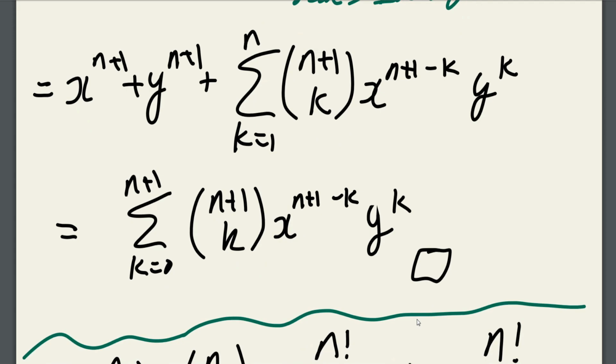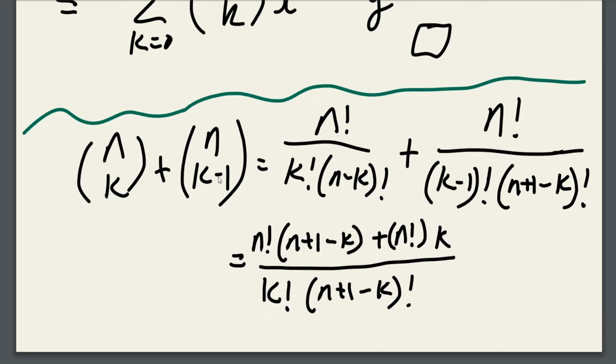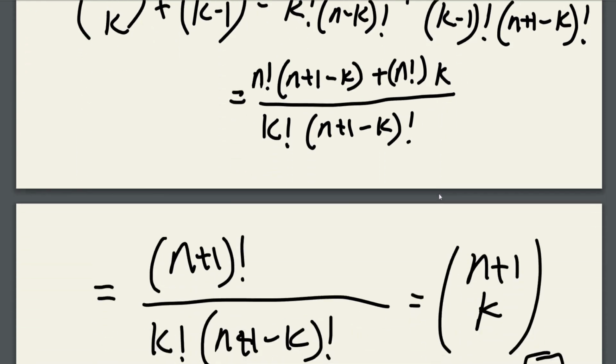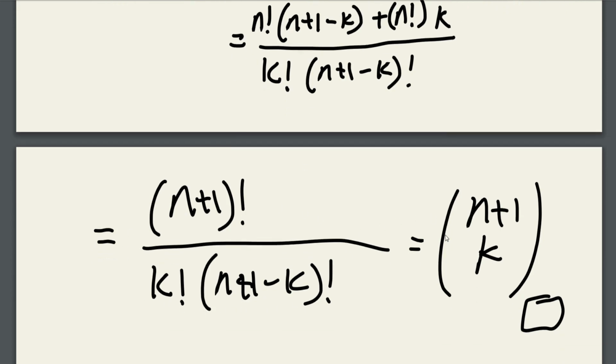If you wanted to see the proof of Pascal's identity, just have a look at this. So if we write out n choose k and n choose k minus 1 using their factorial definition, we can then get them over one common denominator by multiplying as necessary. And then simplifying the numerator gives us n plus 1 factorial divided by k factorial, n plus 1 minus k factorial, which just so happens to be the factorial definition of n plus 1 choose k. And thus we're done.